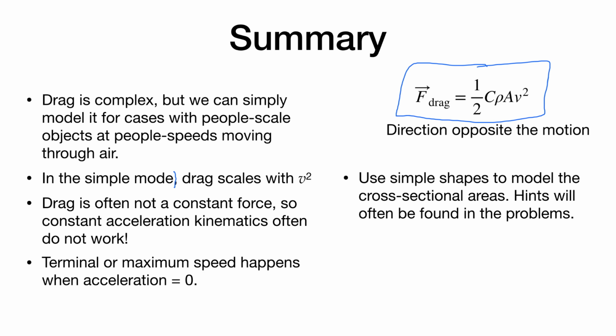Finally, when modeling these objects, we can often use simple shapes to model the cross-sectional areas. In the example problem we just did, we modeled a car using a rectangular area. So either you will be told or given a hint in a problem as to what sort of shape you should be using for the cross-sectional area, or you'll just be given it. And the same goes for the drag coefficient. You will either be given that in the problem, be able to look it up in a table, or be able to solve for it for that particular problem.